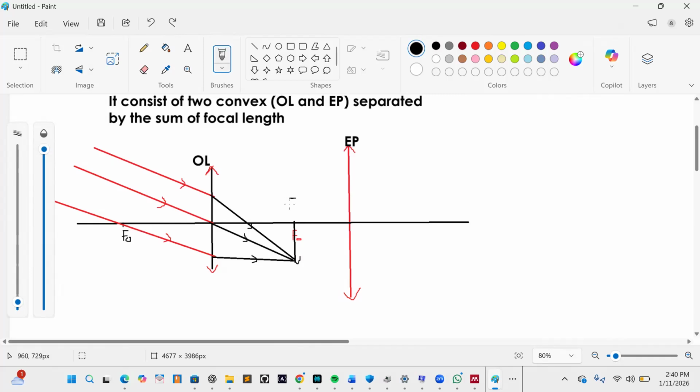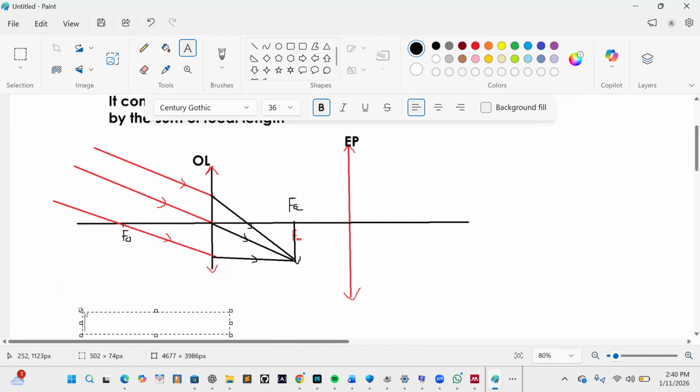So the E is eyepiece, the O is objective lens. The FO here is the focal length of the objective lens, that's the name of the FO, while the FE is the focal length of the eyepiece. Let me just put that as a tag here.